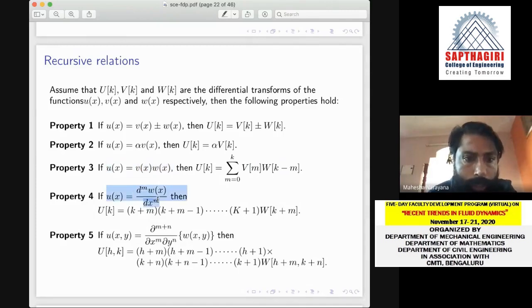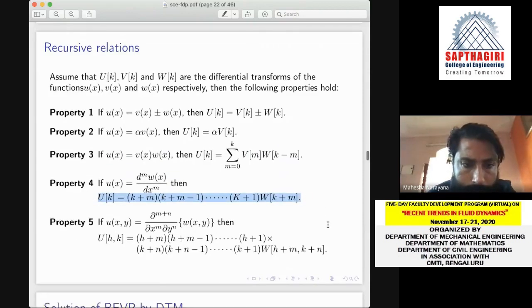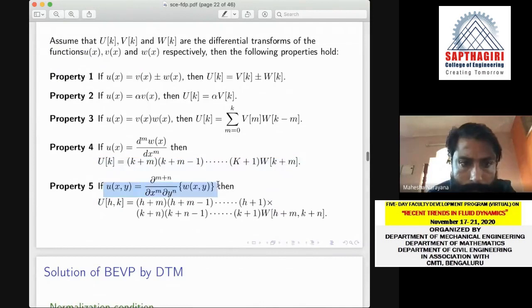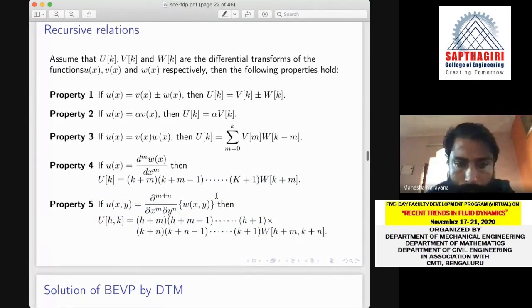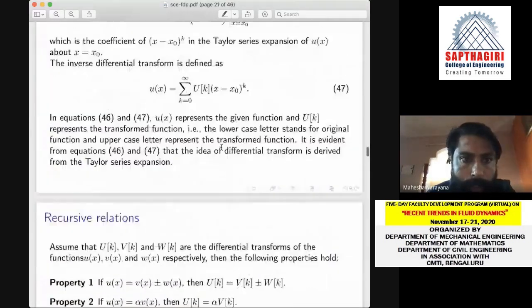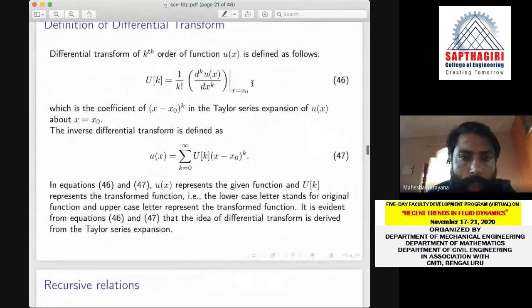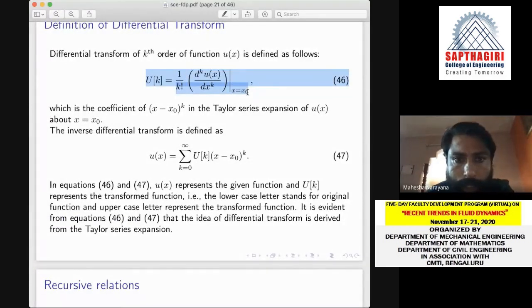And property number 4 is the differential transform of derivative. So if you have an mth order derivative, then the differential transform is given by this particular equation. And this is for the partial derivative, so you can ignore this particular property as it relates to what I'm presenting. So the properties 1 to 4 are the ones which are used in the present solution procedure. And all those properties can be derived by using equation 46.